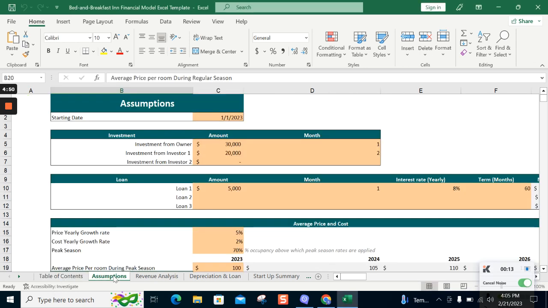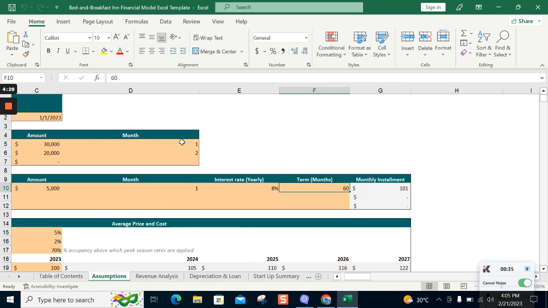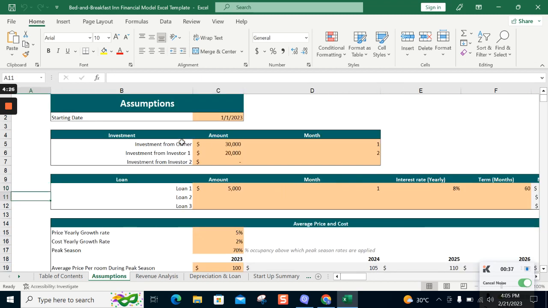The model starts with the assumption sheet. The sheet contains all the important relevant assumptions about your business. The pitched fill columns are the input that you have to change according to your company's data. For example, the company's starting date, investment amount and the month of investment. Similarly, with the loan, the amount of loan, the month of loan, the interest rate yearly, the terms in month, and then the monthly installment is calculated automatically.